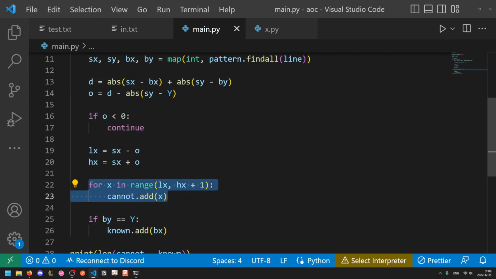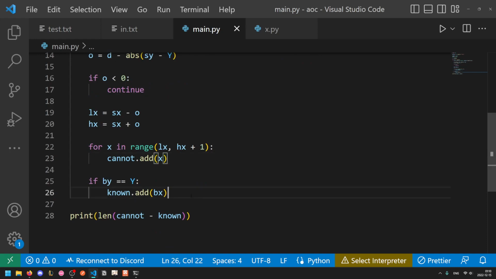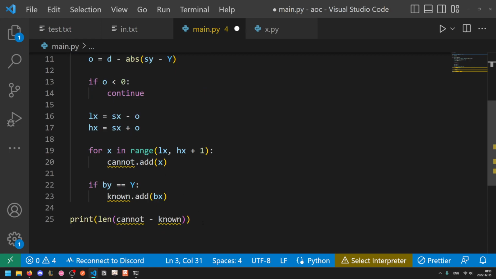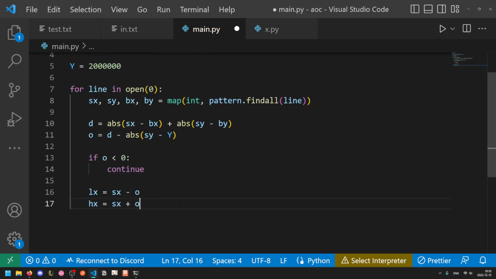You'll notice we're doing a lot of range calls here. So instead of adding all of the values within the range to the set, what if we just stored them as intervals and then just did some math at the end to combine the intervals together? So what we're going to do is save up all of the intervals in which our value cannot lie, and then at the end we'll merge all of our intervals together. We'll also need to do a bit of a check with this just to make sure that we don't double count anything. So let's get rid of our cannot and known sets, and let's get rid of all the logic here. Everything else can stay.